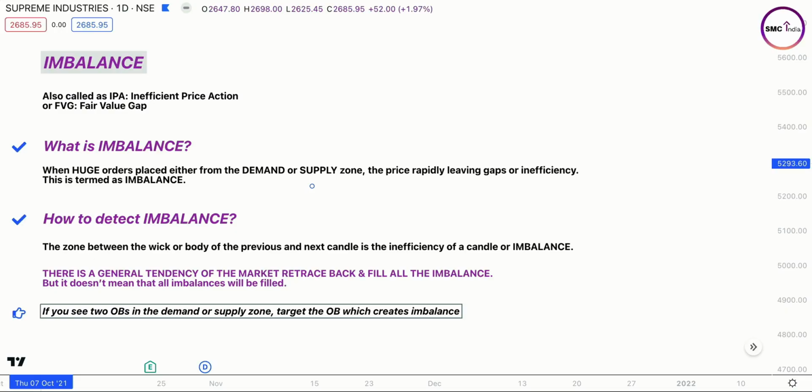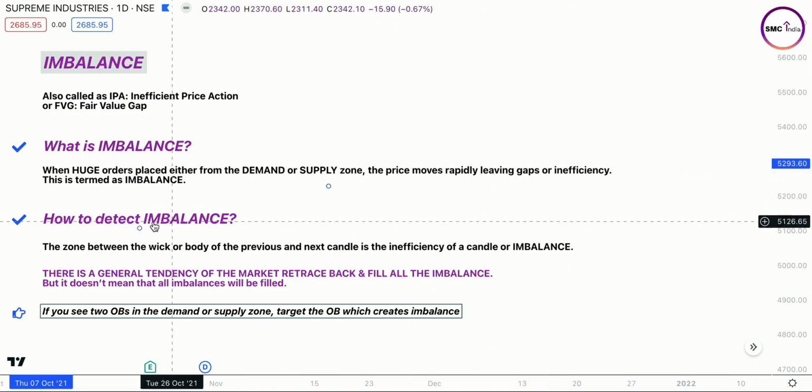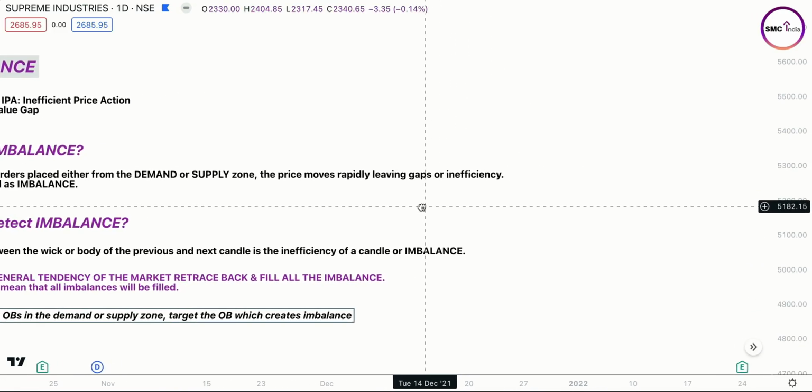In this video, I'm going to cover imbalance. So what is imbalance? Imbalance is also called IPA, that is inefficient price action, or FVG, that is fair value gap. So what is imbalance? When huge orders are placed from the supply or demand zone, the price moves rapidly, leaving gaps or inefficiency. This is termed as imbalance.